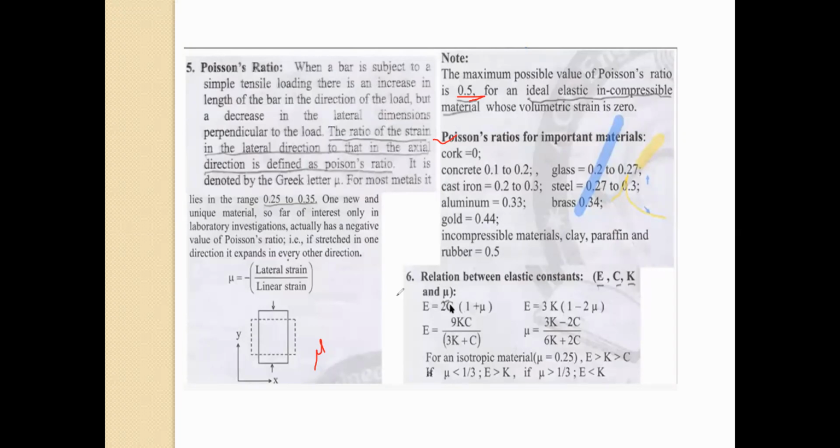Then the next property: relations between the elastic constants E, G, K. Already we know these relations. Here the relations are given: E is equal to 2G(1 plus mu), E is equal to 3K(1 minus 2 mu), E is equal to 9KG divided by (3K plus G). You already know these relations.